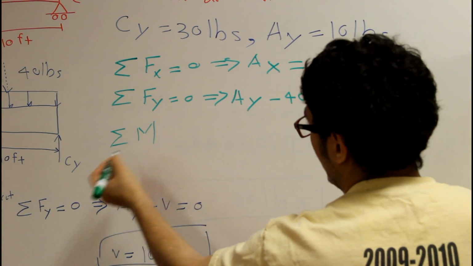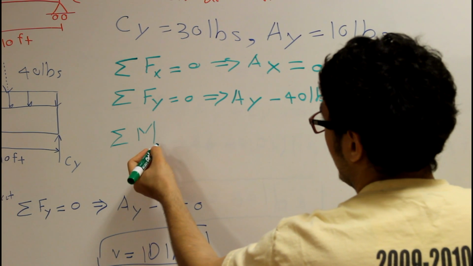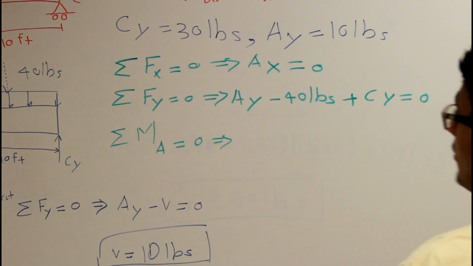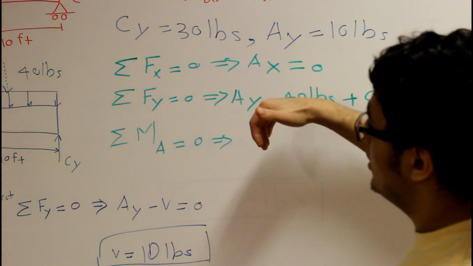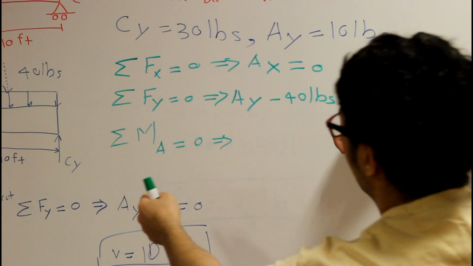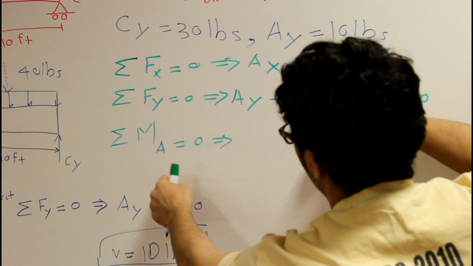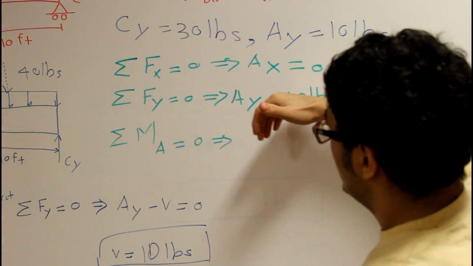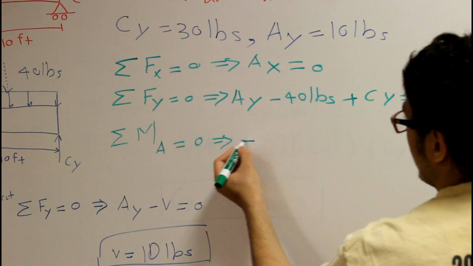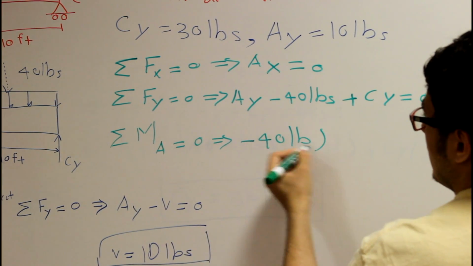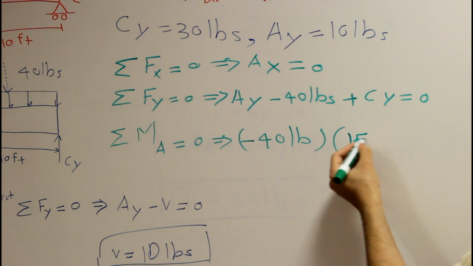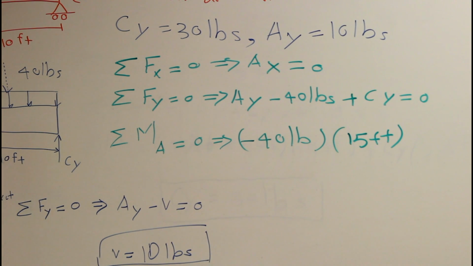That means we are going to find the sum of the moments around any point we want to choose. In this problem I would choose A, so we say the sum of the moments around A equals 0. The first force I would like to add to my equation is the force that comes from the distributed load, which is 40 pounds, and this force is going to be negative because it goes into the page, multiplied by 15 feet, which is the distance from A to the force.